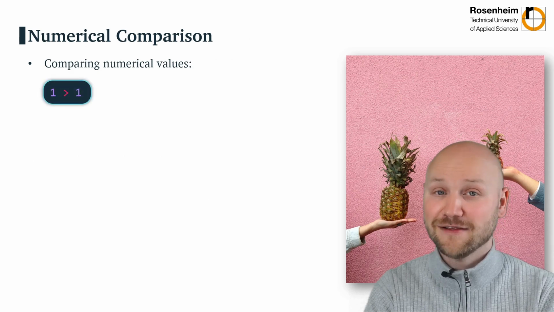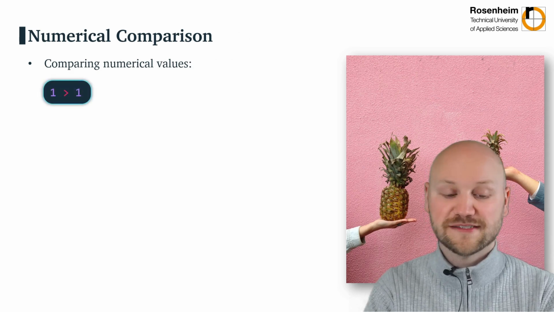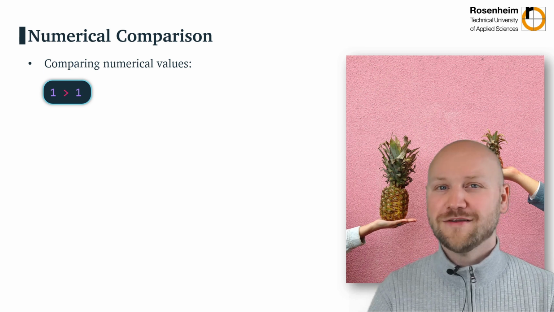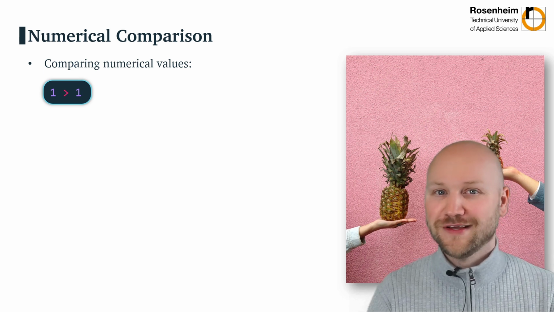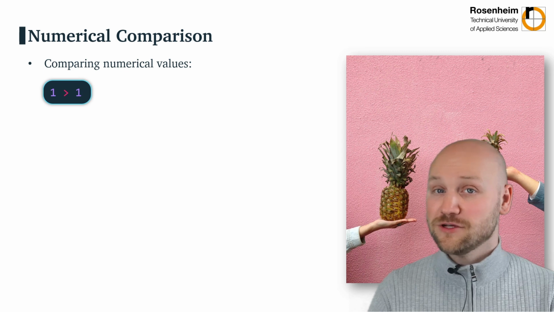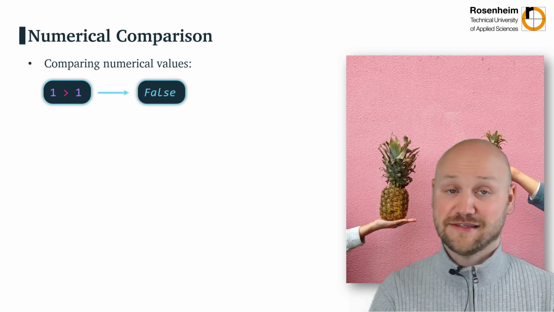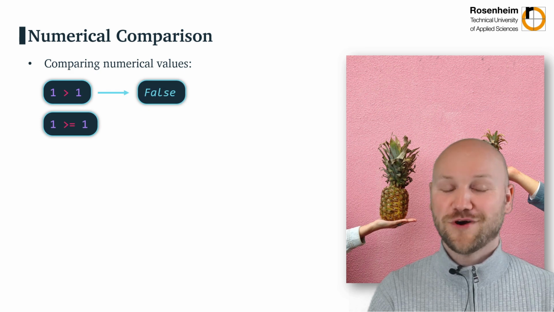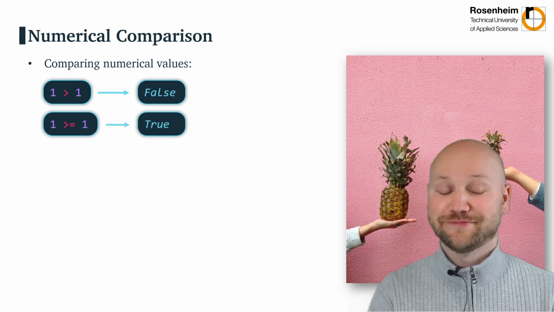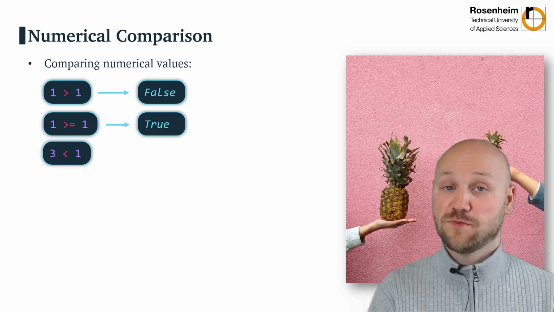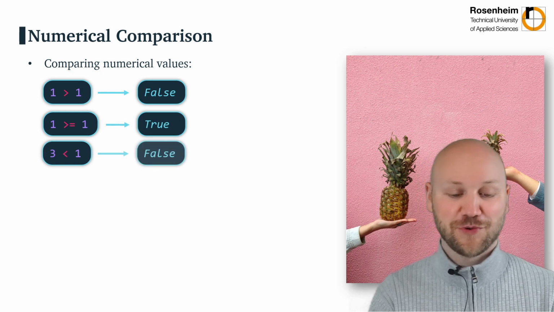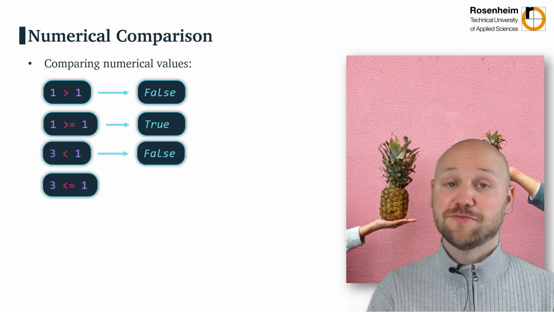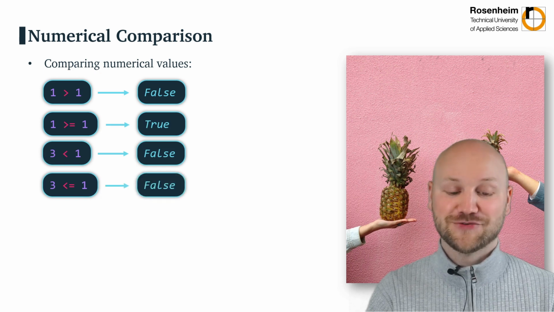Comparing numerical values with the greater or smaller sign. 1 is greater than 1. This is not true. It would be true if we have greater or equal to, but in this case this is a false. We have 1 greater or equal to 1, and now it leads to a true. 3 is smaller than 1. No, that's not true, so we have a false here. 3 smaller or equal to 1 is also leading to false.